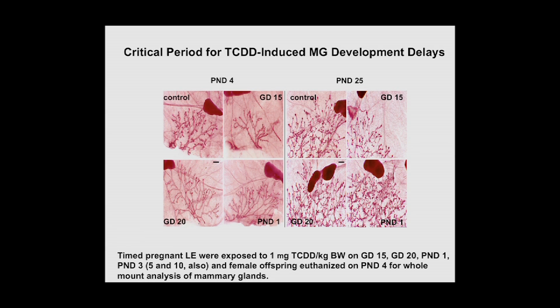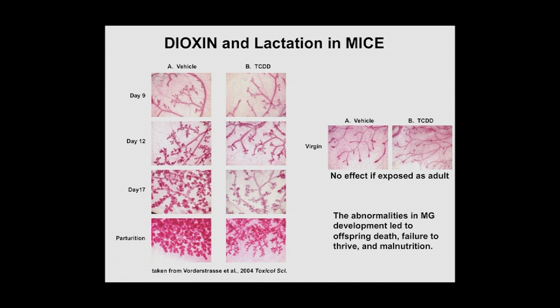So we gave dioxin on gestation day 20, postnatal day 1, 5, 10, etc. But only those at the time of breast bud development were critical for the delayed developmental effect that persisted over the animal's lifetime. In addition to that, dioxin also affects lactation.